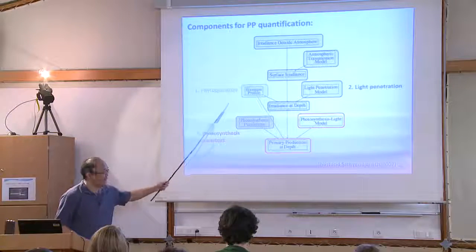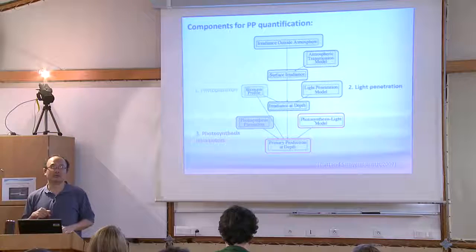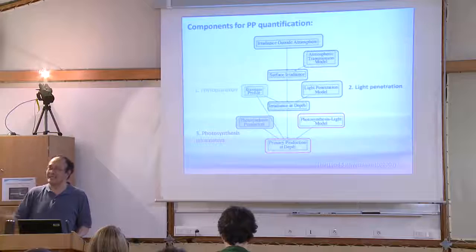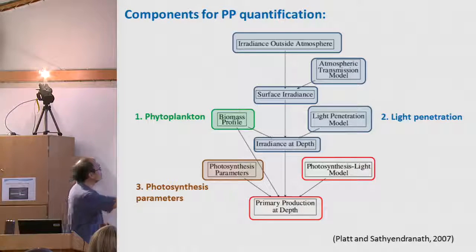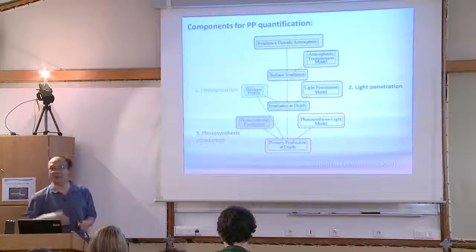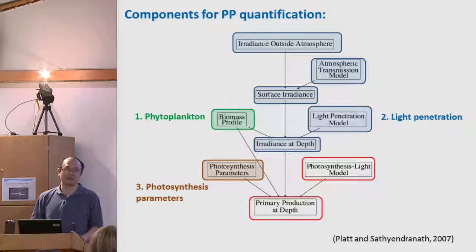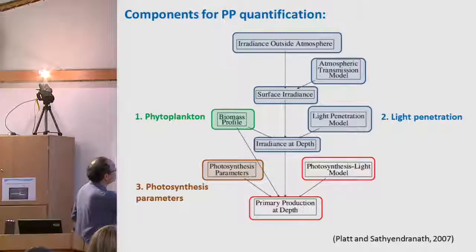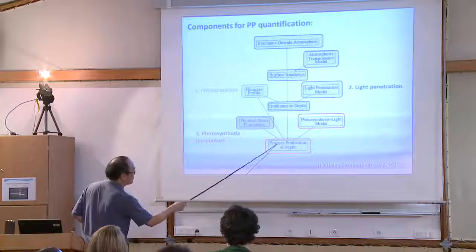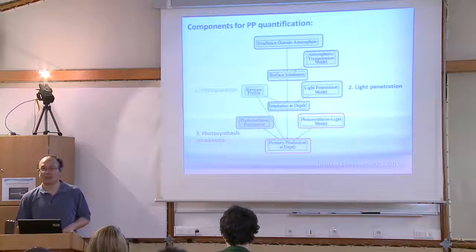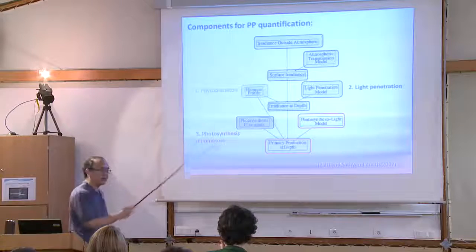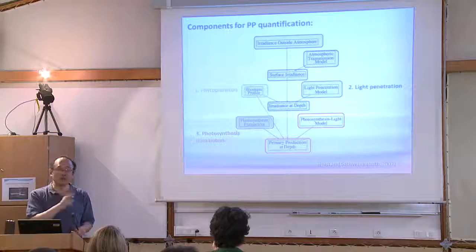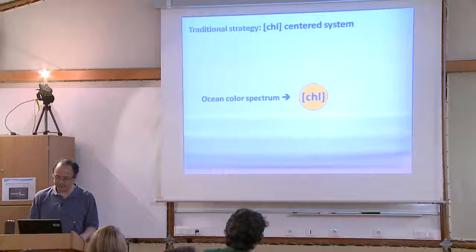Historically, this phytoplankton is represented using chlorophyll concentration. Basically, it's an index. We need some kind of index to represent phytoplankton. Photosynthesis parameters are something beyond remote sensing. Okay, so it's based on models. You have to base it on laboratory measurements. After you know this, you can get primary production at depth. And historically, for this phytoplankton, you can use any index, but what was historically used is chlorophyll a concentration.